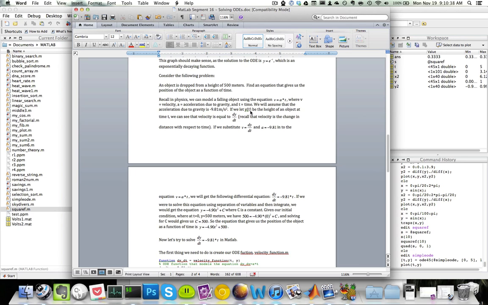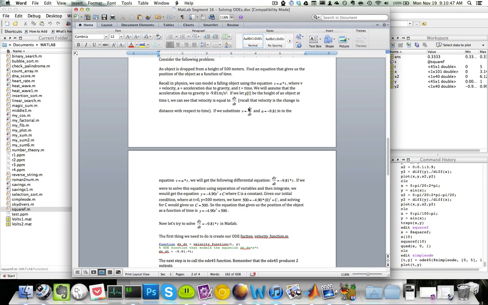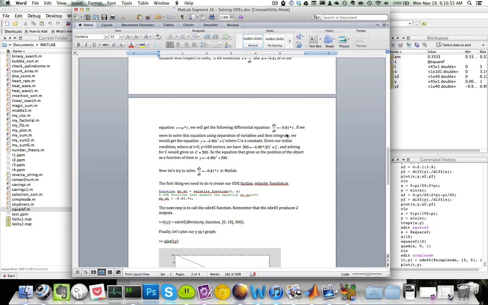If we let y(t) be the height of an object at time t, we can see that the velocity is equal to dy/dt. So if we substitute v equal to dy/dt and a equal to negative 9.81 into the equation v equals a t, we'll get the following differential equation: dy/dt equals negative 9.81 times t.